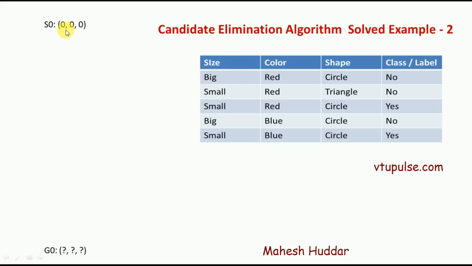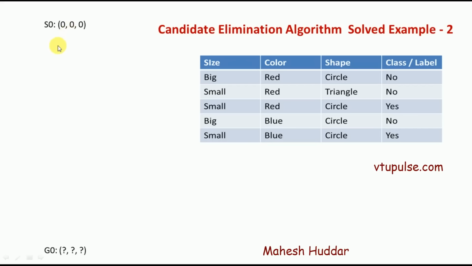The first example in this case is big, red, circle, and the class label is no here. The meaning is it is a negative example. If it is a negative example, the very first thing we do is go to the specific boundary and check whether the hypothesis is consistent or not. If it is consistent, we will retain it as it is. Otherwise, we will write the next generic version.